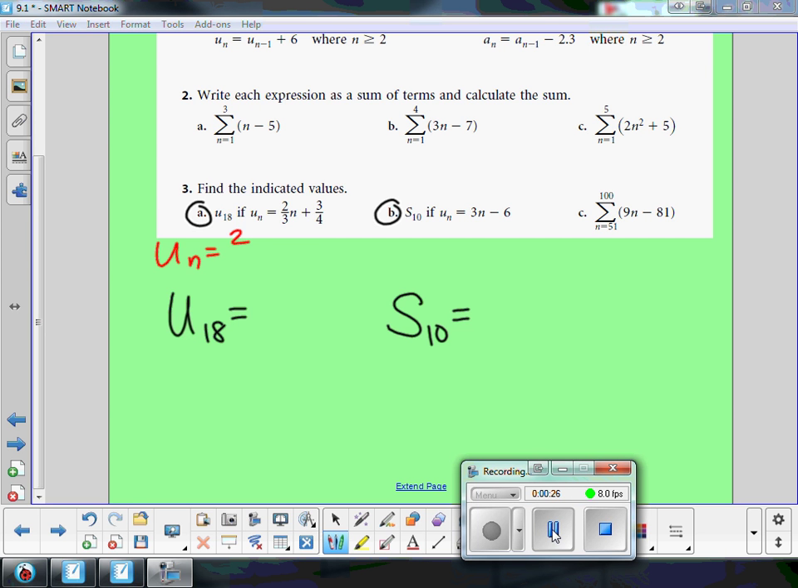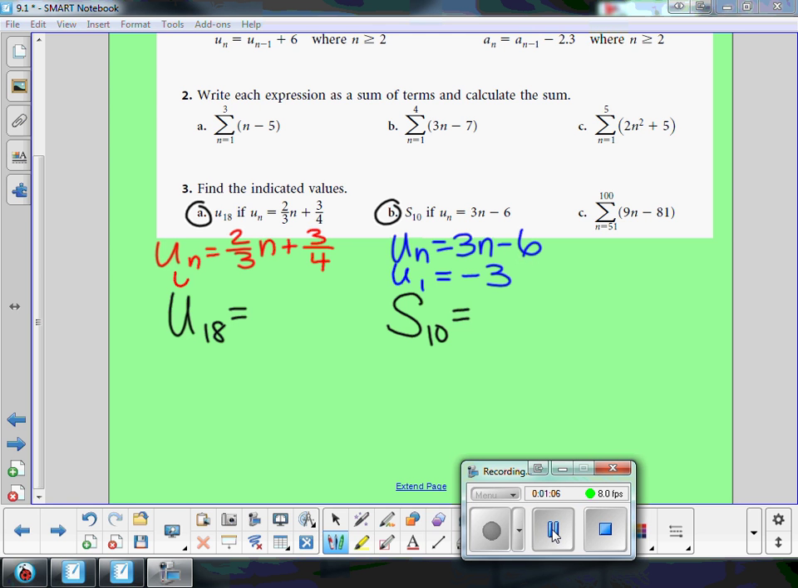UN is 2/3 n plus 3/4. So I know that this is arithmetic because it's linear. It has a slope and a y-intercept. In the next one, they gave us UN as 3n minus 6. So in the blue one, you would start with the first term of -6. Actually, if you plugged in 1, what would U1 equal? It wouldn't equal -6. What would it equal? The first term would be -3, because you'd do 3 times 1 minus 6, you'd get -3.